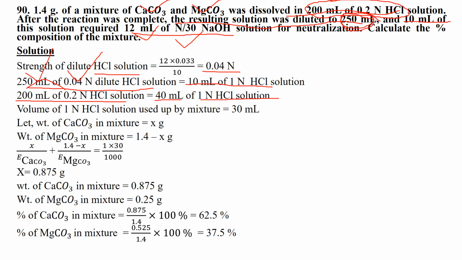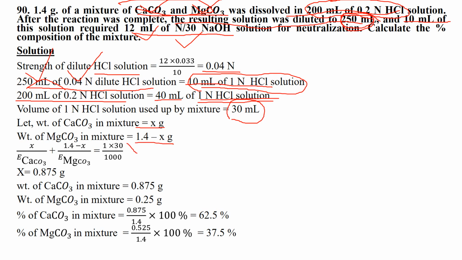Then initially 40 ml of 1 N HCl was in the mixture, and only 10 ml of 1 N HCl solution is left. Then how much volume is consumed by the mixture? That is 40 minus 10. So 30 ml of 1 N HCl is consumed by this mixture. Then we have to calculate the weight of the components. There are two components: calcium carbonate and magnesium carbonate. Let the weight of calcium carbonate in the mixture be x. Then the magnesium carbonate will be 1.4 minus x.